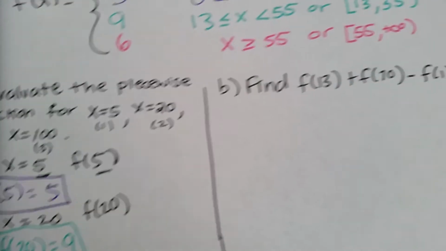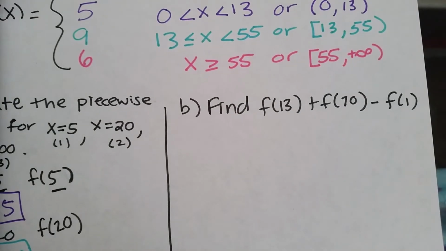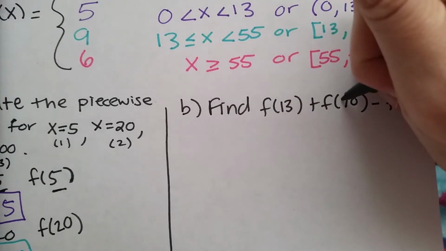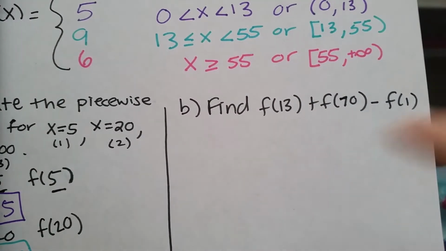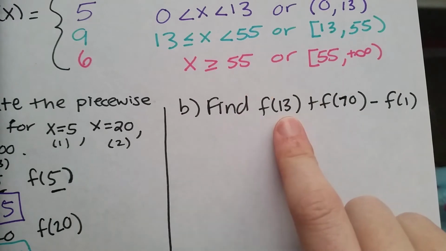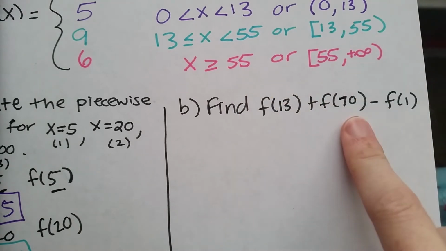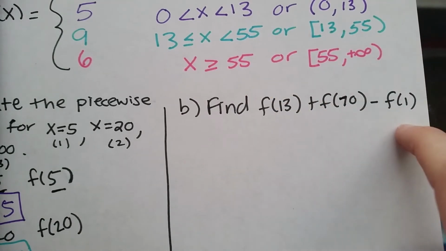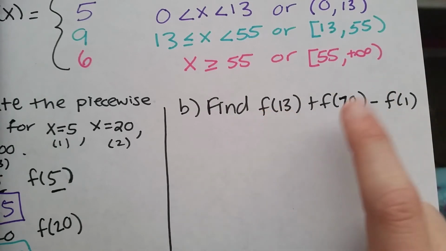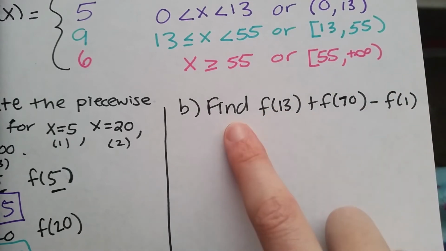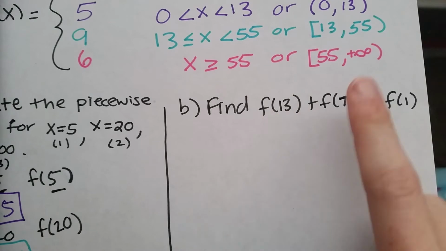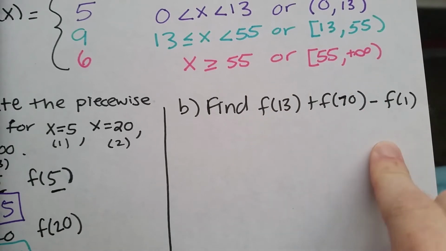So let's take a look over here. Basically, we're going to be doing the same thing, we just have more than one function to solve at a time. This one says to find f of 13 plus f of 70 minus f of 1. So we need to find what all these function values are separately, and once we know them all, we substitute them in to where they fall in our expression. Are we ready? I'm totally ready.